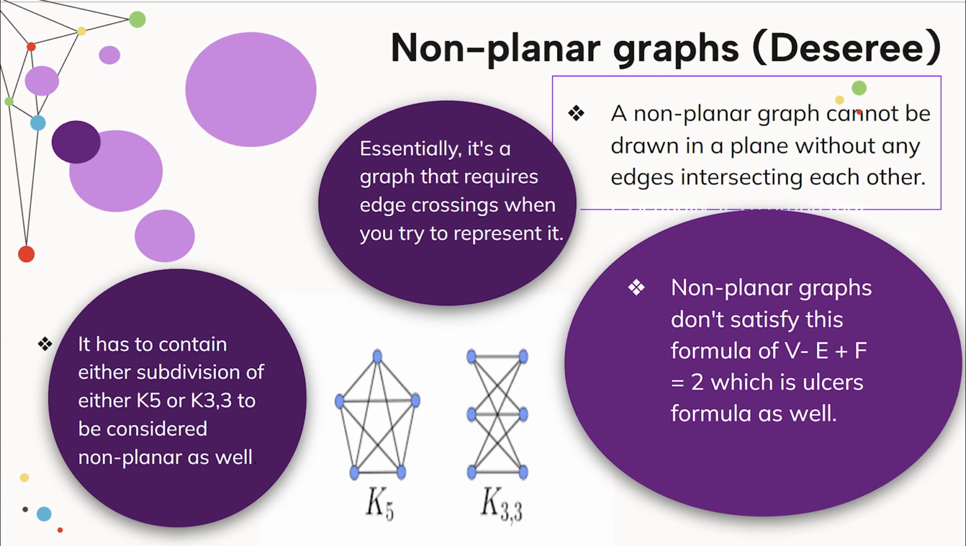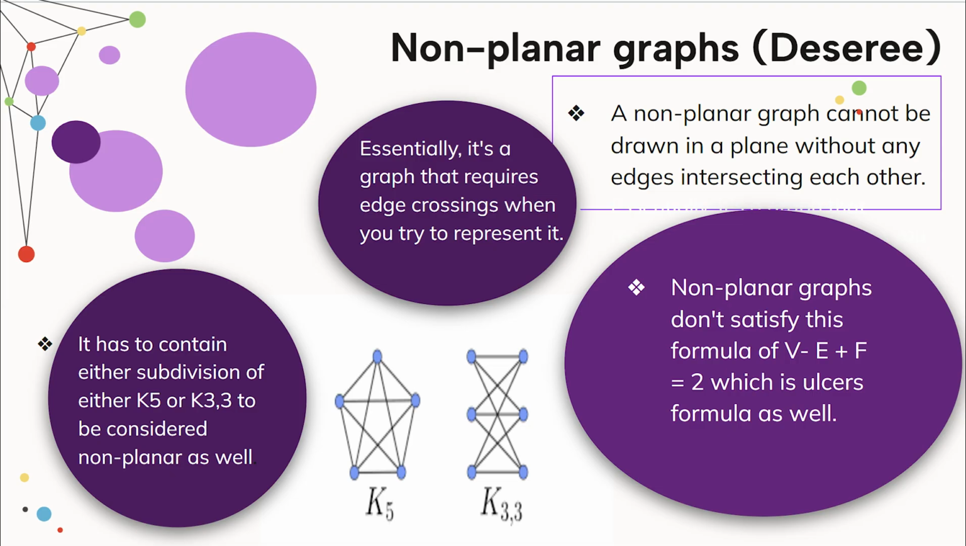So we have a thing called non-planar graphs that we're also talking about in our slides. A non-planar graph cannot be drawn in a plane without any edges intersecting each other. So essentially this means that it is a graph that requires edge crossings when you try to represent it. This typically is seen with a K5 or a K3,3, or of course a subdivision of those, which would be non-planar.